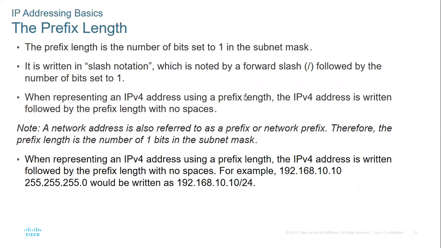So the subnet mask that you saw can either be represented as, for example, 192.168.10.10, 255.255.255.0. It can be represented like this. Or it is represented as 192.168.10.10/24. Okay, so this is another way of representing the subnet mask. Now, where did they get this 24 from? Okay, where you get the 24 from is from here.